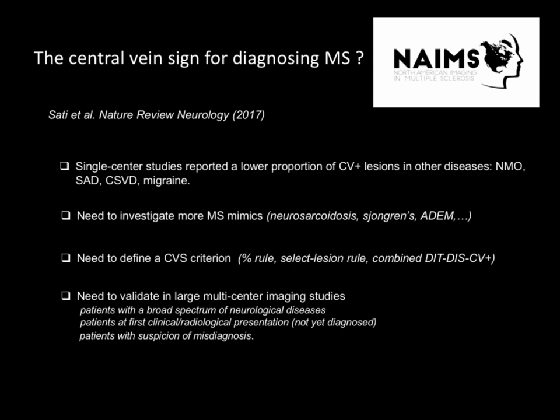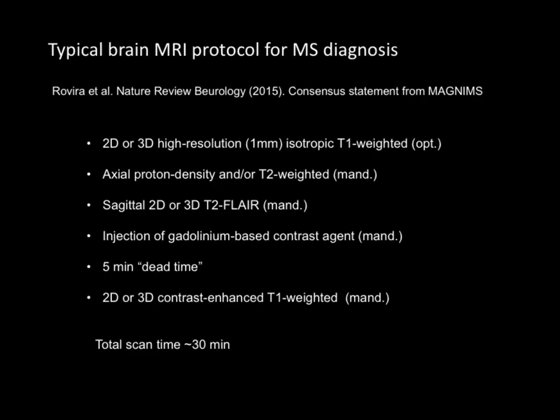Or you can also look at the ones you think are actually not MS. Scan them with a central vein sequence, see whether it's true or not that you don't see as many central veins in those patients. So there are many different approaches, but the common ground is here, go for multi-center studies so you get statistical power and really make meaningful conclusions that can actually impact the clinical field.